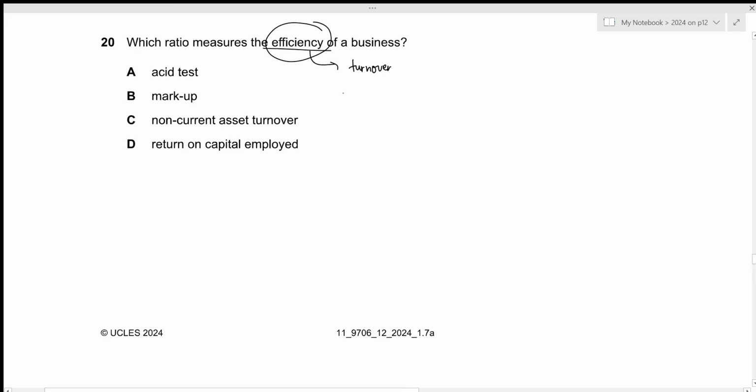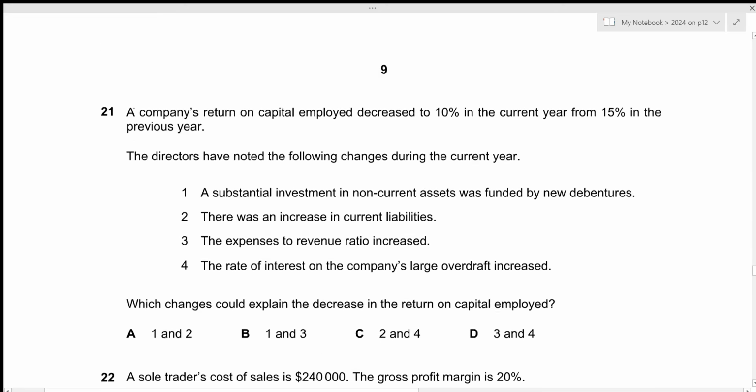And in this case, we can see that the word turnover is present in the third option. So that is the answer we're looking for. That's all for the 20th question. Let's move towards the next one.